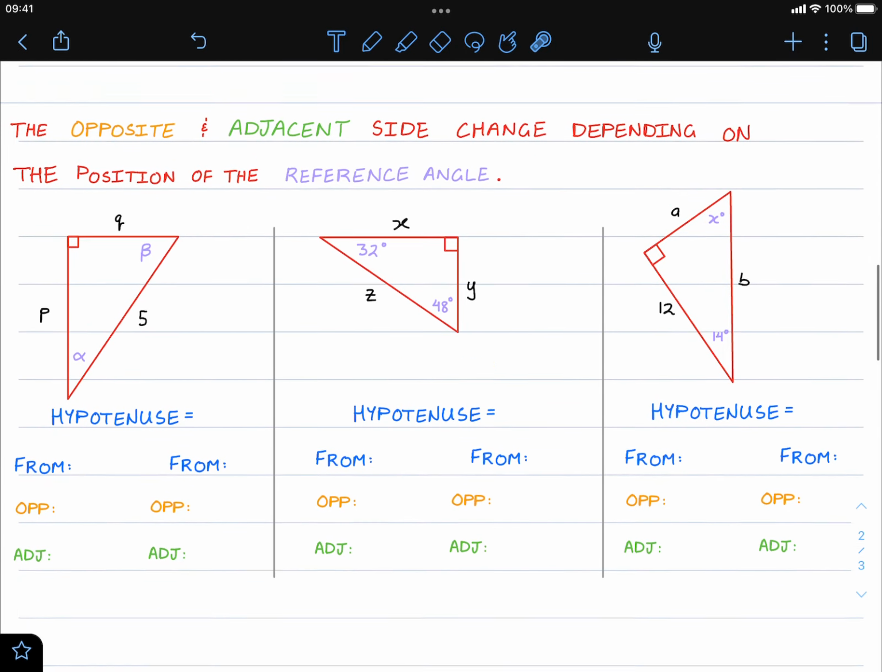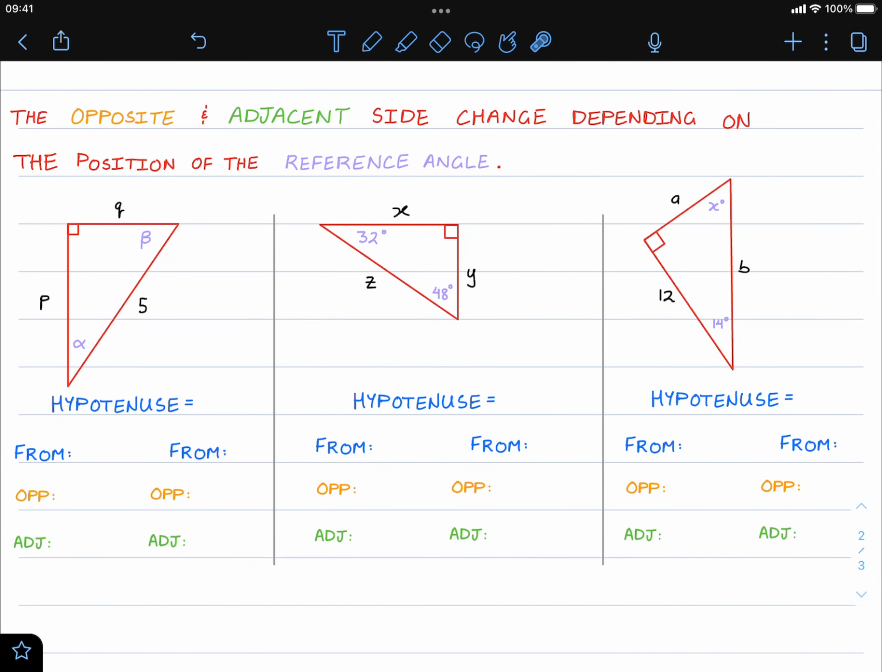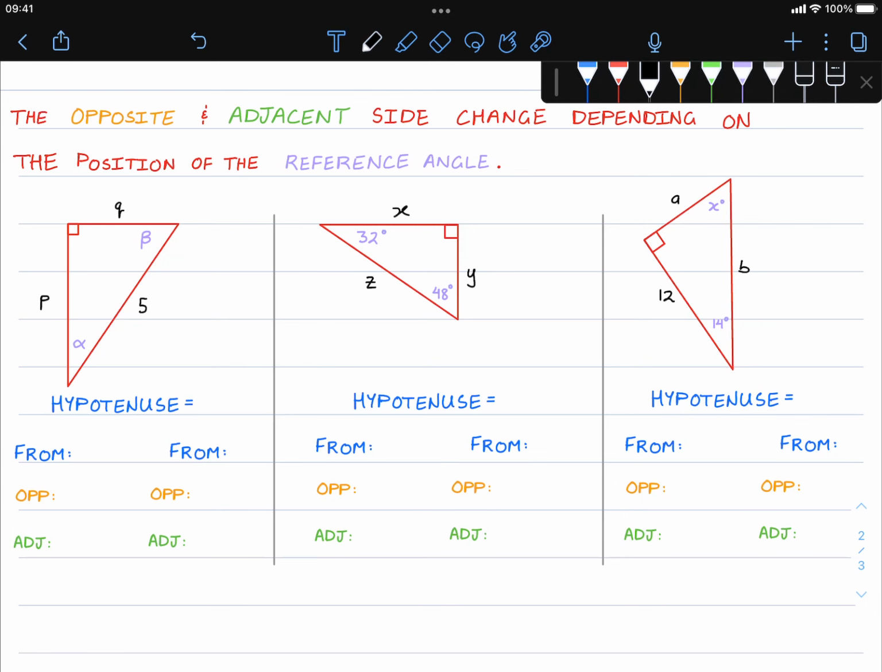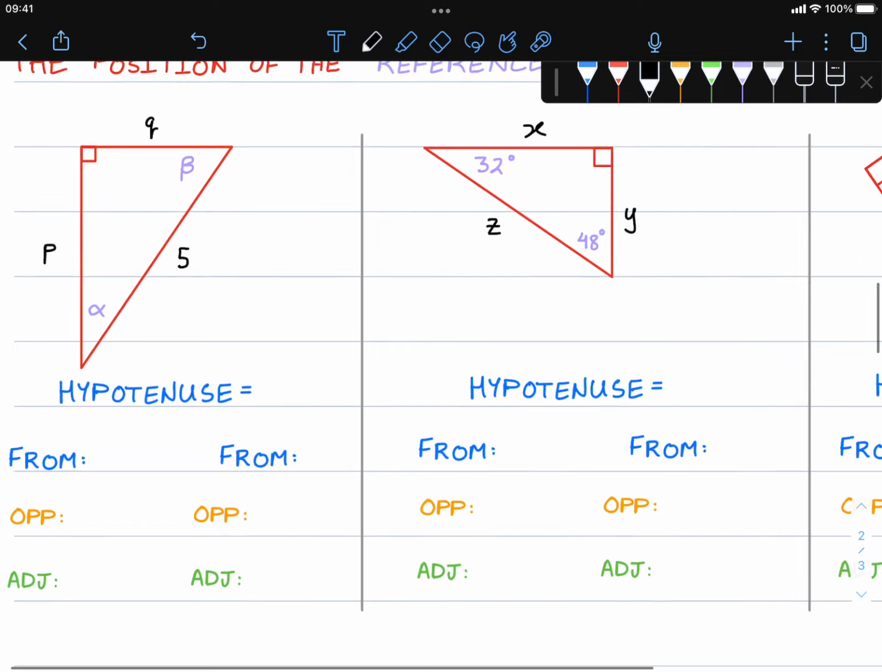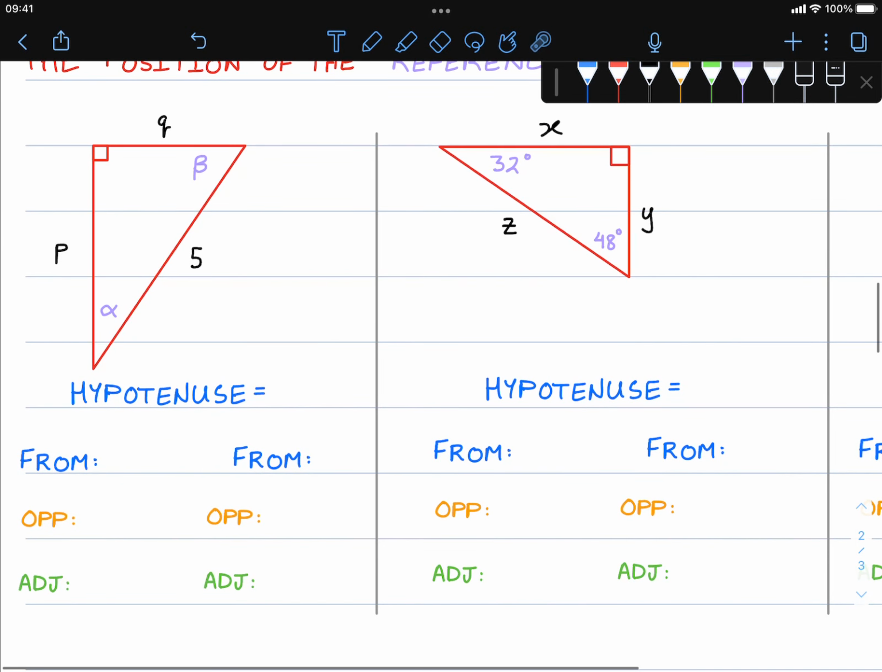And as we've seen, the opposite and adjacent change depending on the position of the reference angle. So here I've given two reference angles for each of them, and you'll see that what is opposite and adjacent, depending on where it's from, changes. So I'll demonstrate to you the first one here. In this first one, I'm looking at this triangle here.